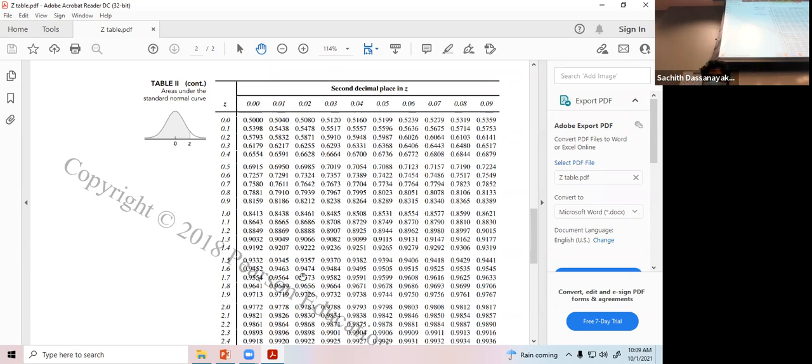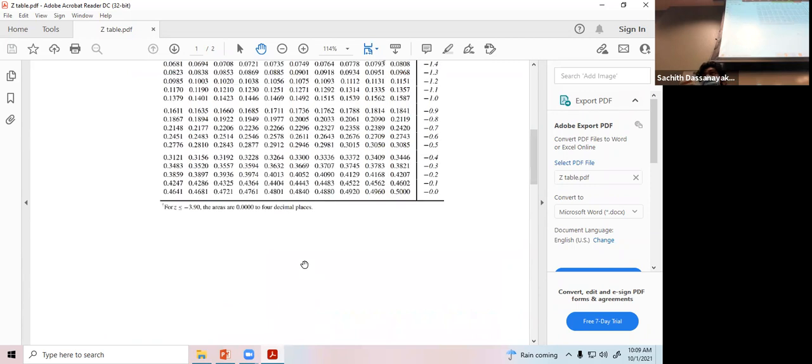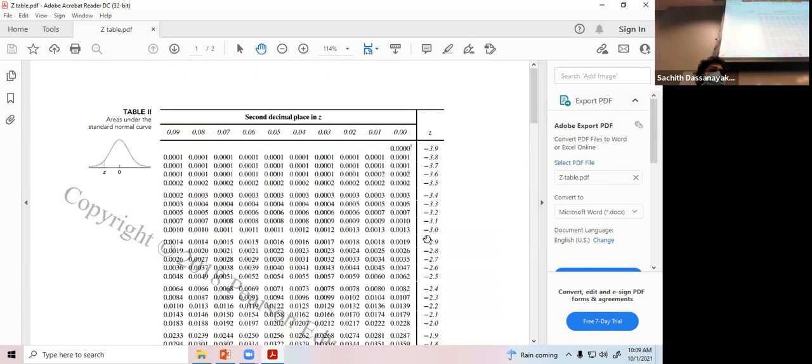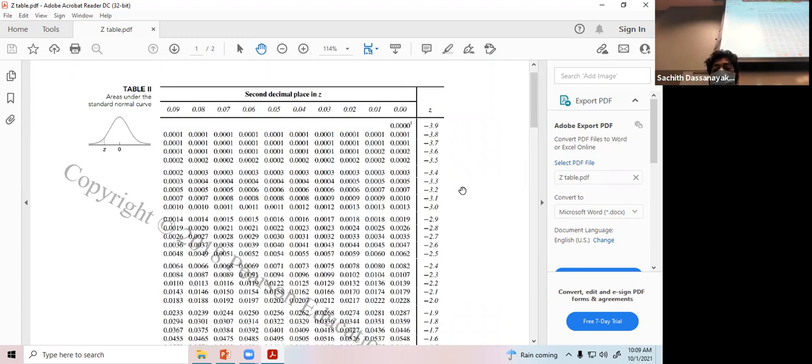Okay, so whenever you need to find a probability corresponding to a particular Z value, you have to first check whether it is positive or negative. If it is negative, you can use this first table. This is how we find the probability value. This column, I told you, these are the Z values, the values on the horizontal axis.